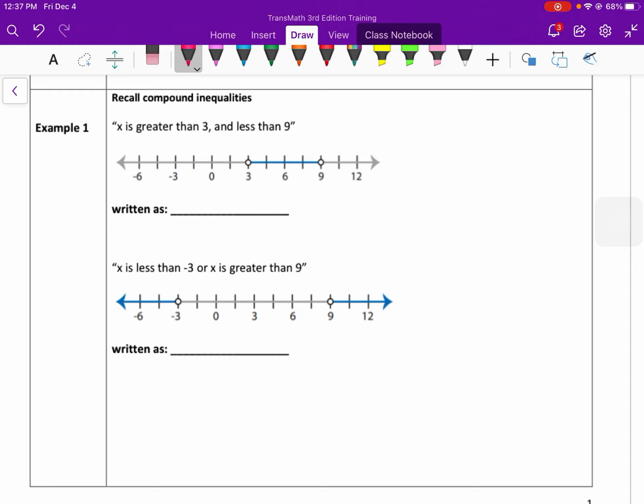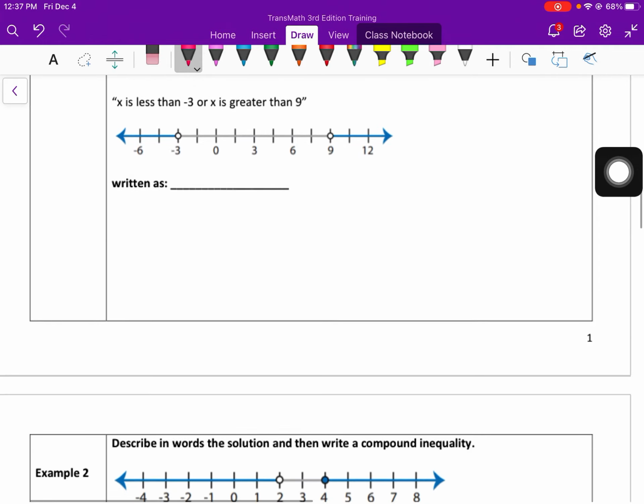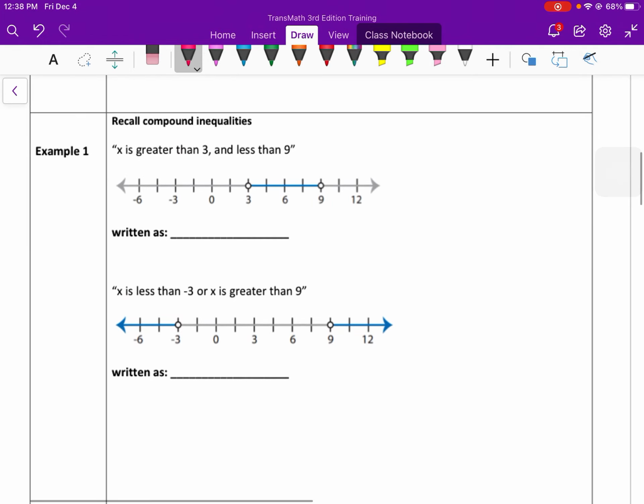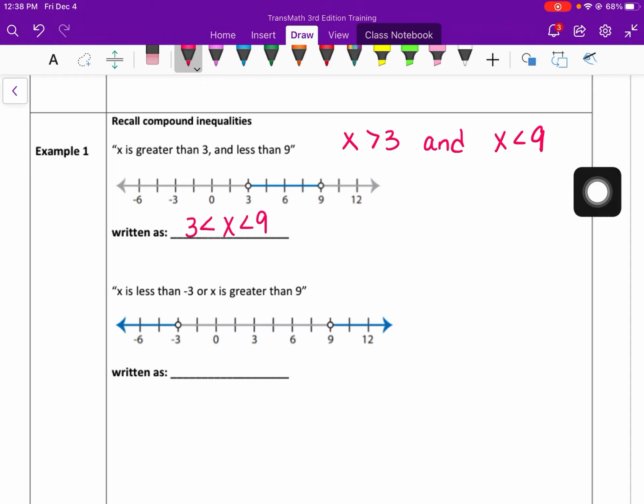Then recall compound inequalities. So this one on this first graph here, it's x is greater than 3 and x is less than 9. So this was an and inequality. So for and inequalities, first we can write it like this: x is greater than 3 and x is less than 9. But to put it as a compound inequality, we write it like this. You put the variable in the middle. I always start with the right side. x is less than 9. And then I add that x is greater than 3.